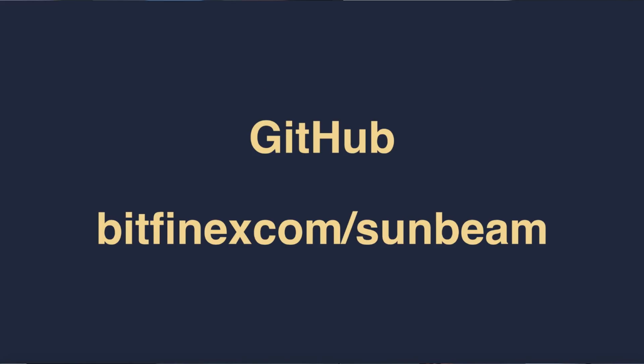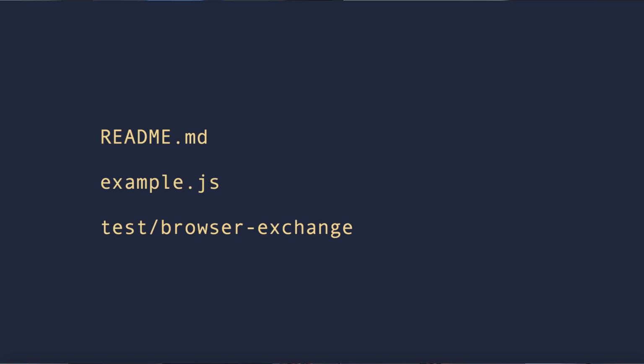The whole thing is on GitHub, bitfinex.com, SunBeam. And to get started, you have three main entry points. It's the README. In the README, all API endpoints are documented. You can use it with SunBeam, and there's also some information when you get started. There's example.js. You can run that with Node, and then it will throw requests against all contract endpoints, contract actions. And then there's the browser exchange. I worked on that this week, which I quickly want to demo now. It's a small exchange.